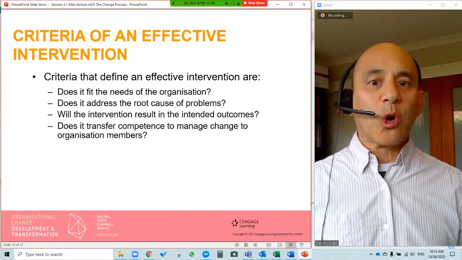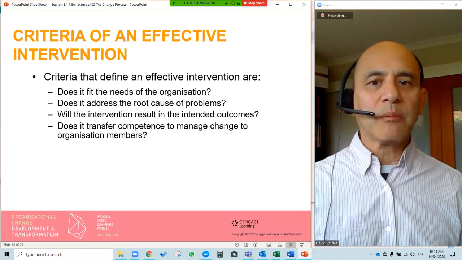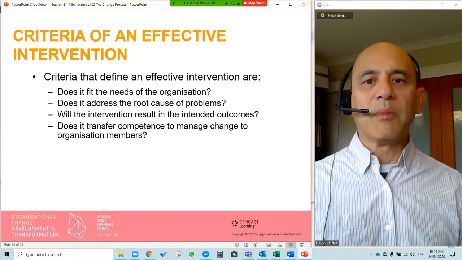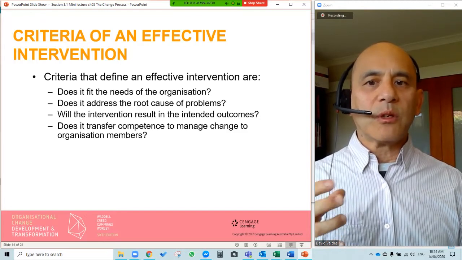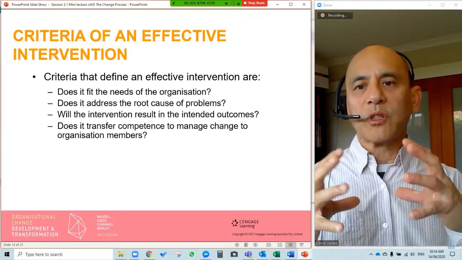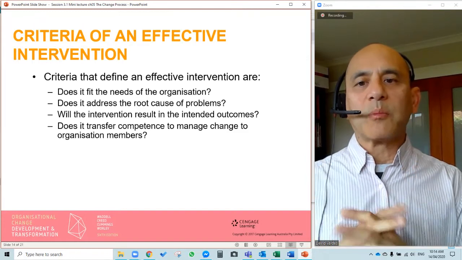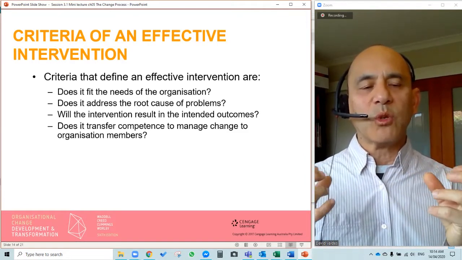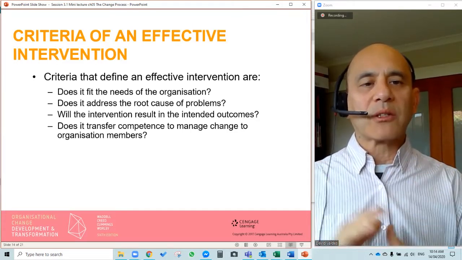Did it address the root cause of the problems? Is it solving a symptom? For example, the problem might have something to do with the quality of the product, and that's a symptom. You might say, okay, let's do an intervention that improves the quality of the product, but the poor quality of the product might have something to do with poor coordination between teams. And if you didn't really address that root cause, then you're not solving the problem.